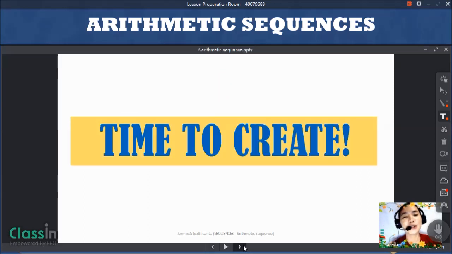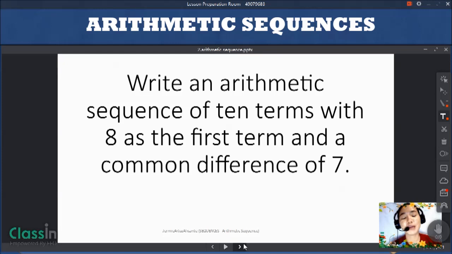Now we're down to our last activity. It is entitled Time to Create. For this one, you have to write an arithmetic sequence of 10 terms with 8 as the first term and the common difference of 7. Write down your answers and pause this video while you are writing your answers.